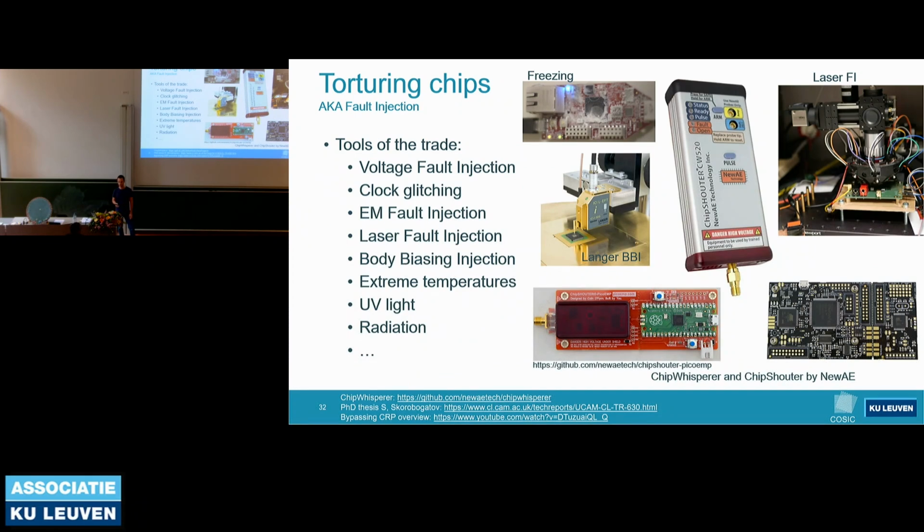So injecting faults into chips, again, many ways to do this. We can meddle with the supply voltage of the chip. We can meddle with the clock of the chip. We can inject EM pulses into a chip. So instead of observing EM emanations, we now inject EM pulses into the chip. We can shoot lasers at chips. We can do body bias injection, and so on. So there's many tools that we can use to do this.